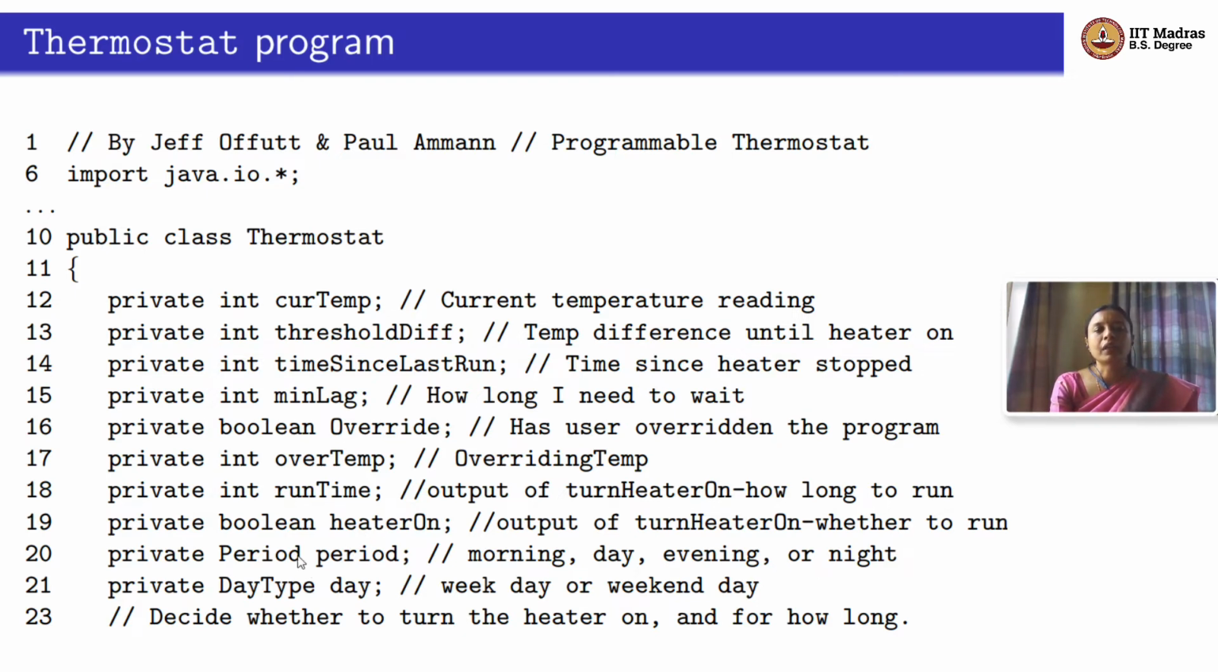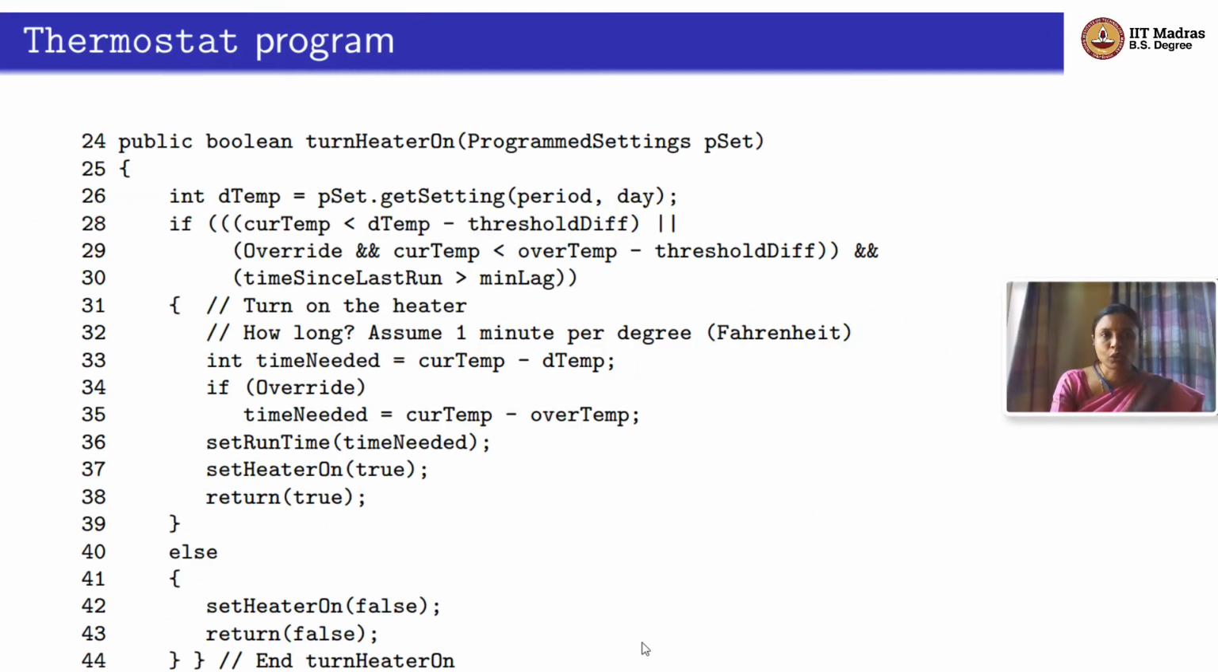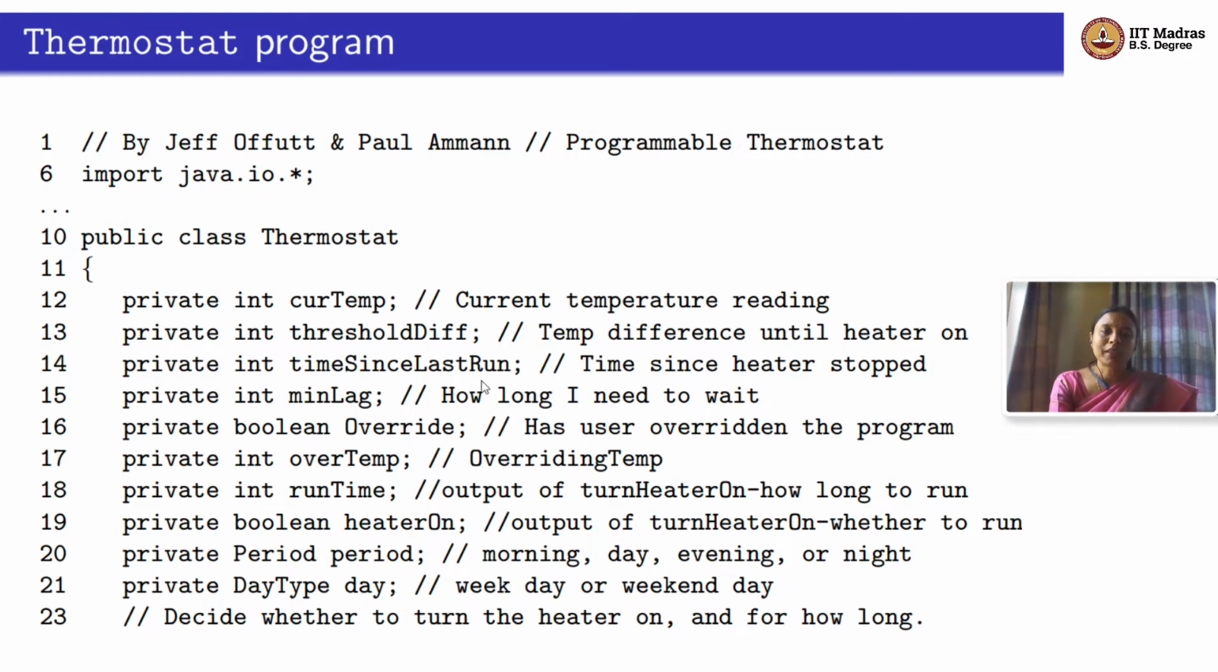Then some variables that talk about time and date. So period, which talks about whether it's morning or evening and so on. Day, which talks about whether it's a weekday or a weekend. Assume that it's a weekday, then many people might be leaving the home. Maybe you turn on the heater less. On weekends you might have to run it for long because everybody is at home and so on. So these are the variables.